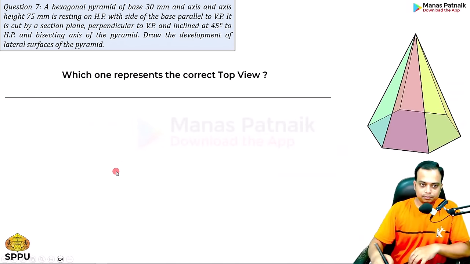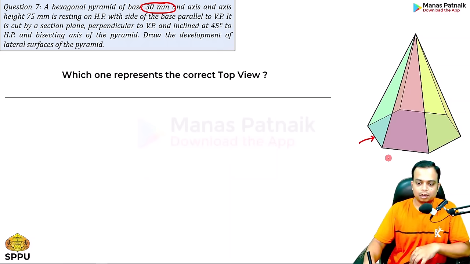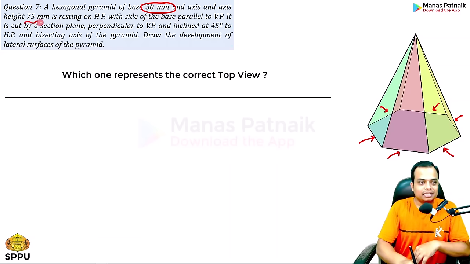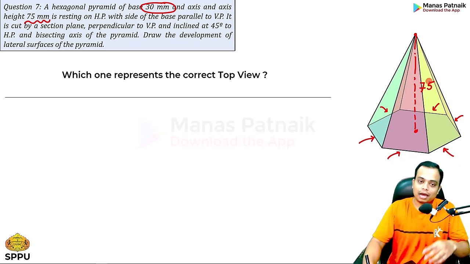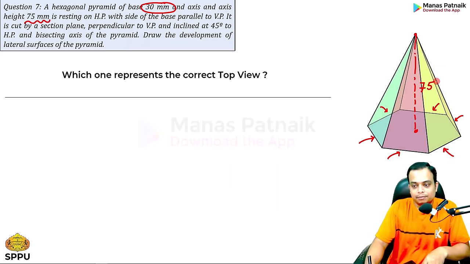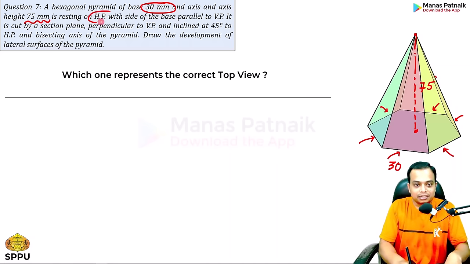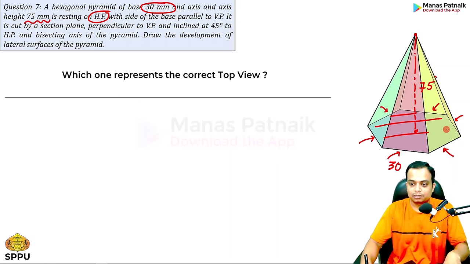The first thing is, there is a hexagonal pyramid. The base is 30 mm. Where is the base? Sir, this is the base. How many sides are there? Sir, there are as many as 6 sides. Why? Sir, because it is a hexagonal pyramid. That's the reason. Secondly, the axis height is 75. Sir, where can we see the side? Here it is. Right from the topmost point, that is the apex, to the center of the hexagon. This height is the axis height of the pyramid, or may also be referred to as the axis length, right? That is 75, and this over here is 30. Where is it resting? Sir, it is resting on HP, with its base on HP.